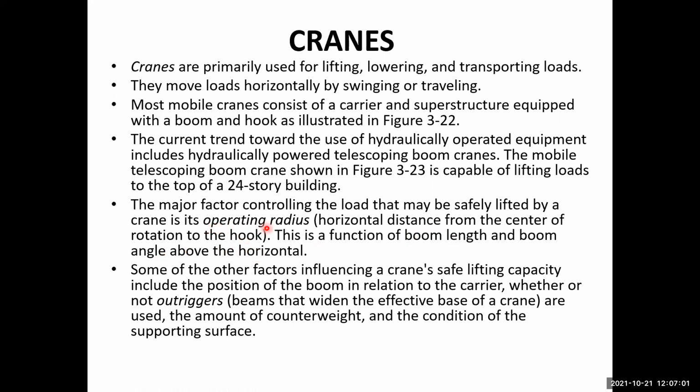So this is a function of boom length and the boom angle above the horizontal. So operating radius means the horizontal distance from the center of the rotation to the hook. So this is a function of boom length and boom angle above the horizontal. Some of the other factors influencing a crane's safe lifting capacity include the position of the boom in relation to the carrier, whether or not outriggers, that is beams that widen the effective base of a crane, are used, the amount of counterweight, and the condition of the supporting surface.